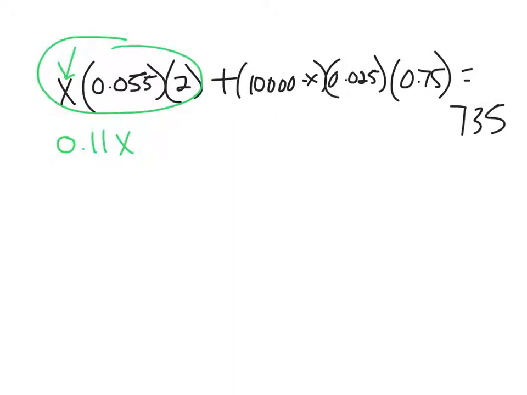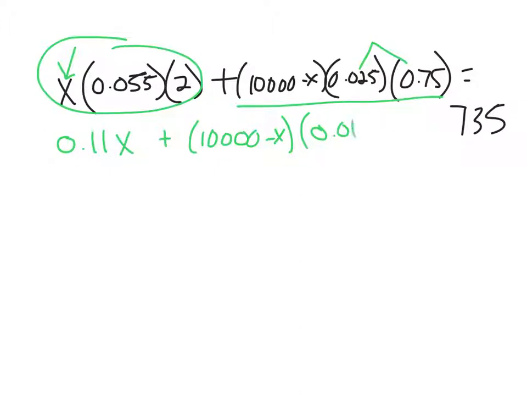Now I'm going to put together some things over on that second term. I'm going to multiply these two numbers right here. So we're adding, and we'll still leave in that 10,000 minus x, but let's put together those two, 0.025 and the 0.75. So 0.75 times 0.025 is a big one there. I'll write that in, 0.01875, and that all equals that 735.